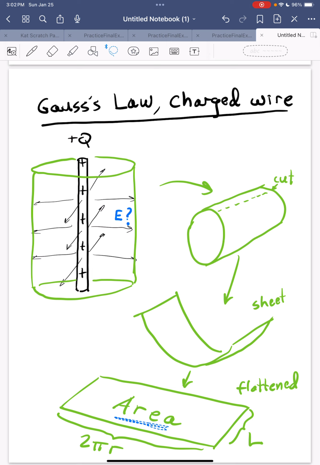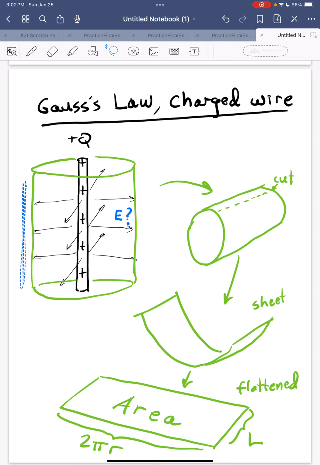As I said in previous videos, it's going to be the electric field times the area of the Gaussian surface that equals Q enclosed divided by epsilon naught. So what we're after right here is getting the area of this Gaussian surface that we picked. This Gaussian surface indeed intersects all the field lines in a 90-degree manner, so it's exactly what we're looking for. It's E-perpendicular. But the harder part is just calculating the area.